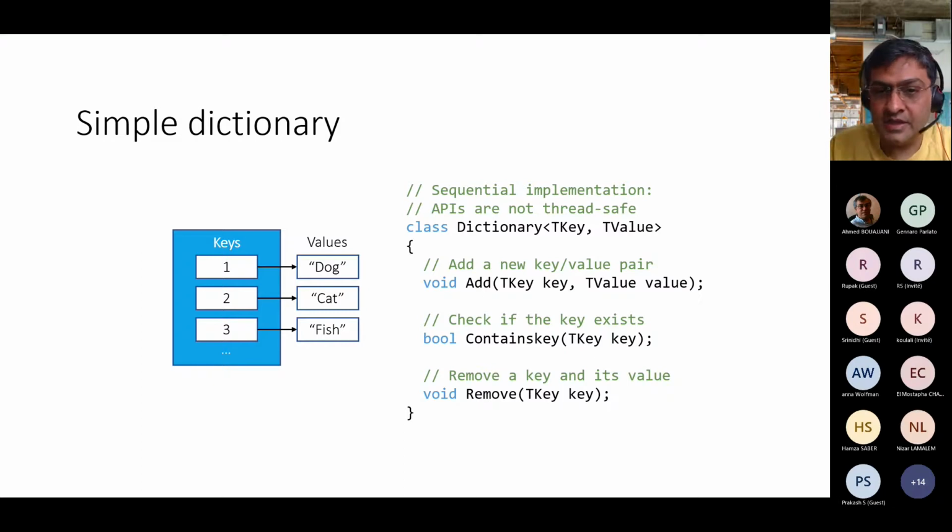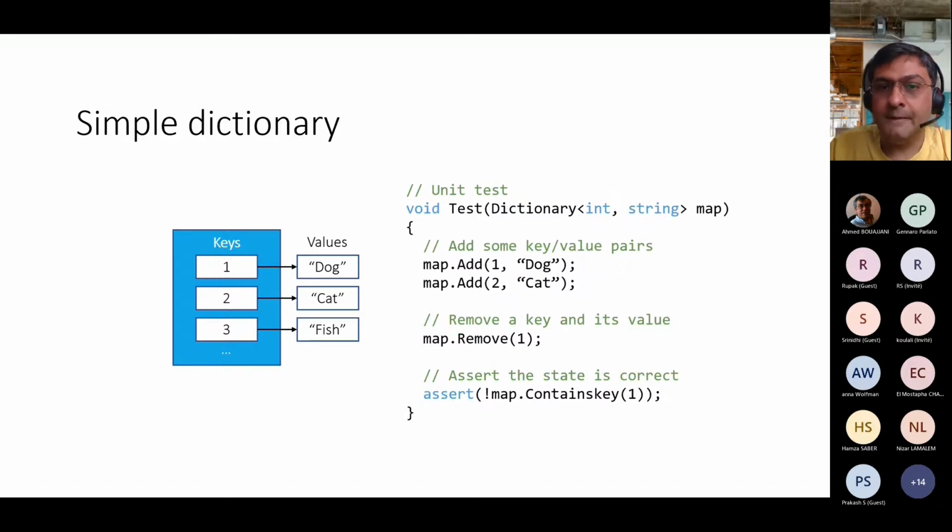I write the code for this class, and I go back to my manager, and the first question would be: why do you think your code is correct? So I have to make sure I test my code. I would write a test, and the test will look something like this. You instantiate your dictionary, you call some APIs on it, and then finally you make an assertion saying the right thing happened.